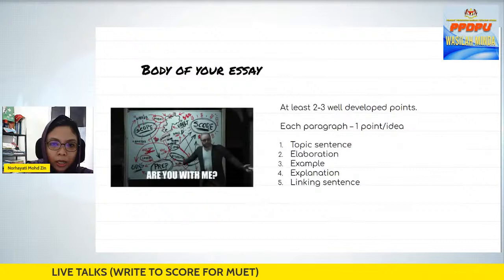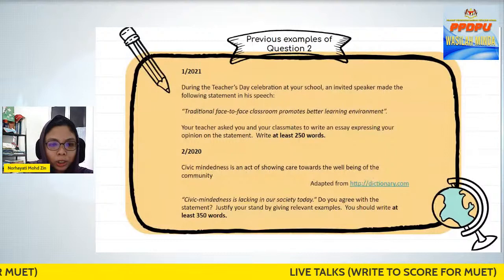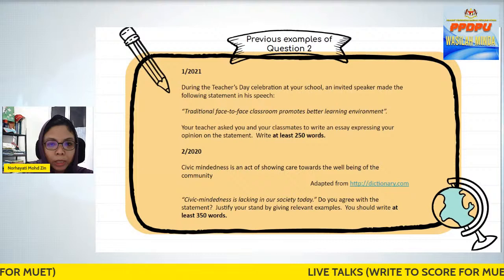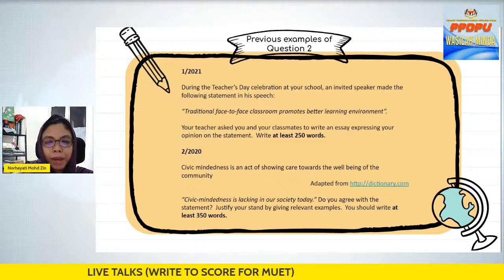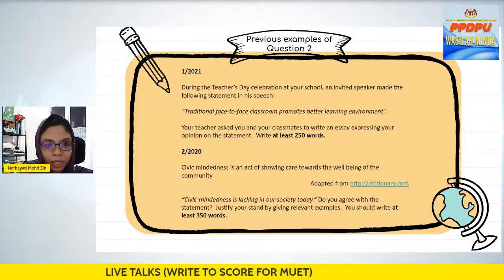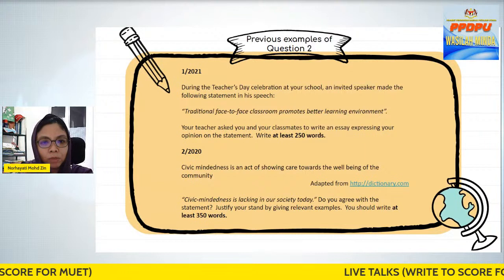For example, let's look at the question again. Traditional face-to-face classroom promotes better learning environment. Let's say in your essay, instead of talking about promoting a better learning environment, you say traditional face-to-face classroom is better than learning online. That is off-tangent. Off-tangent means that is not what we want. That is not the statement that we gave you. What we want here is traditional face-to-face classroom promotes better learning environment.